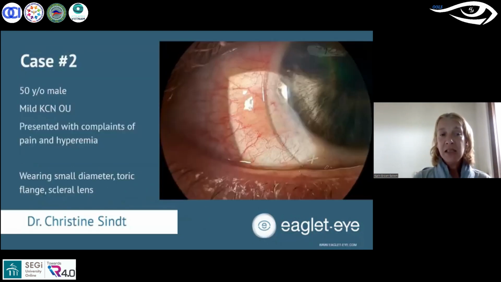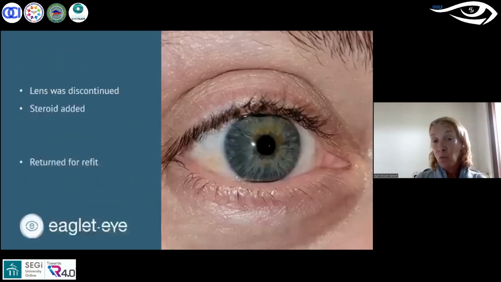So the next case is a case from Christine Sint. She had a 50-year-old male, mild KCN, presented with complaints of pain and hyperemia. You can see that he's got a pinguecula. The lens is just popping through that pinguecula, and it was making his eye red and uncomfortable. He was wearing a small diameter toric scleral lens. As you can see, the actual edge is just sitting on the pinguecula. So with that, she discontinued lens wear.